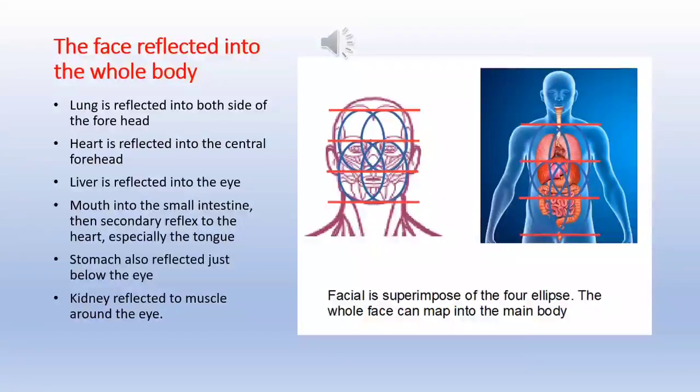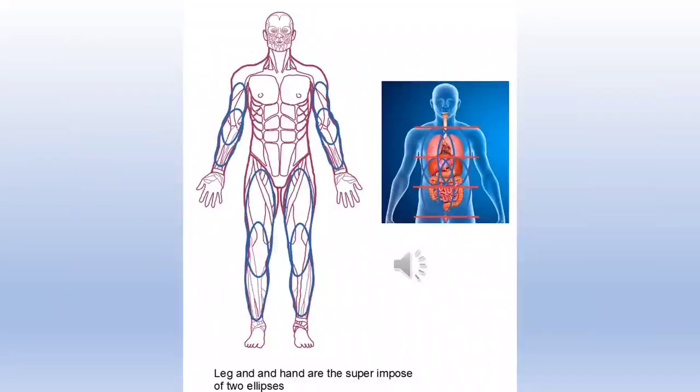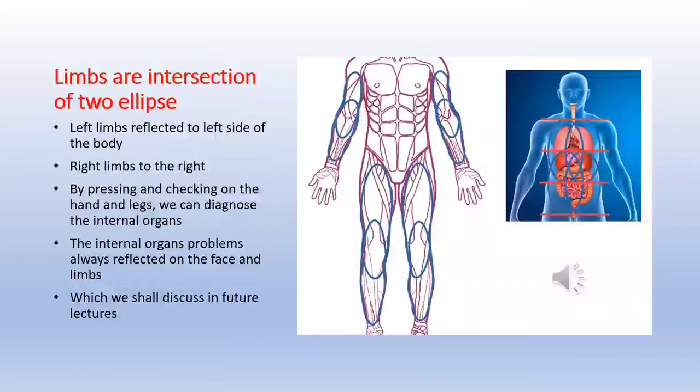Then of course the kidney is at the back. It is reflected around the muscle of the eye. So when the area around the eye becomes dark, a panda eye, then this is a kidney problem. Now for the limbs, the legs and also the hands, they are just two ellipses, not four ellipses, remember. The two ellipses intersect at the fold, the knee and the fold. So for the limbs, it is the intersection of the two ellipses. The right side of the limbs corresponds to the two ellipses on the right of the body.